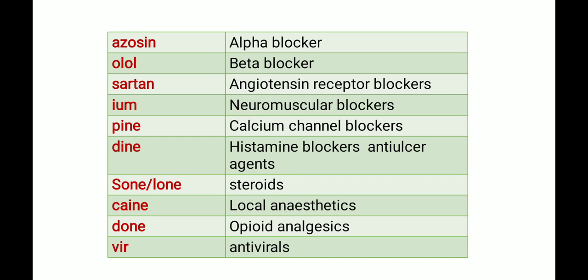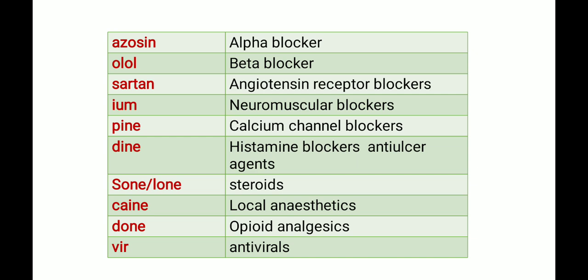Next is sartan. They are also used in the treatment of high blood pressure. They are angiotensin receptor blockers, for example, losartan. And ium, they are used as neuromuscular blockers. They will interrupt the transmission of nerve to muscles. For example, benzyltropinium and atracurium. So any drug which ends with the suffix ium are neuromuscular blockers.